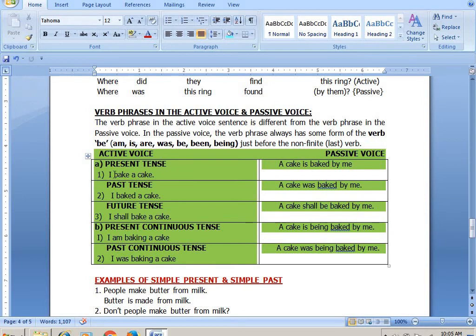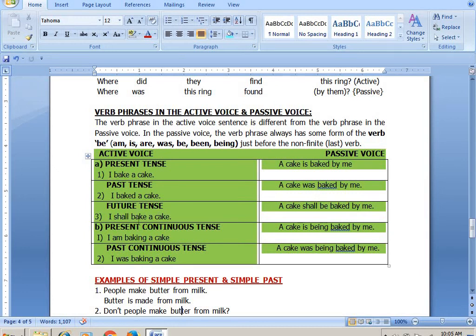I bake a cake. I is the subject, bake is a verb, a cake is an object. The object becomes the subject, a cake. The verb remains in its place. It is in which tense? Present tense. Therefore, it's baked by me. In the past tense, I baked a cake. A cake was baked by me. Students, since it is baked, in the first sentence it was present tense, so you use is. Over here, was, because it is in the past tense.